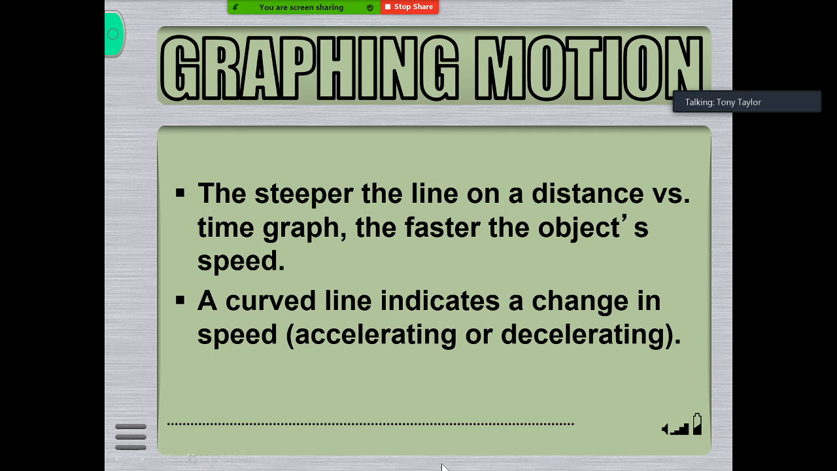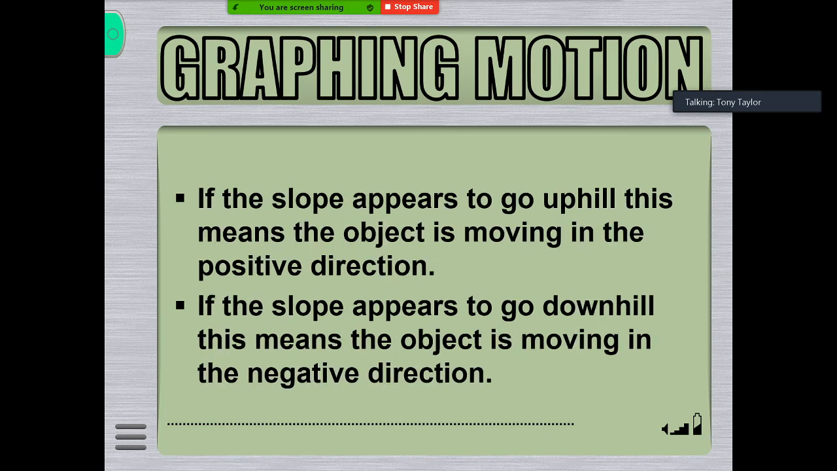This was something that I said earlier. A curved line indicates an accelerating object. The object is changing its speed. Just repeating what I already said earlier: if the slope appears to go uphill, this means the object is moving in the positive direction. If the slope appears to go downhill, this means the object is moving in the negative direction.